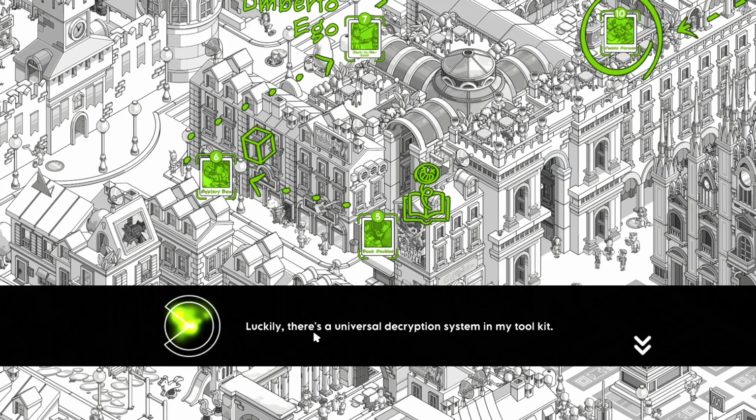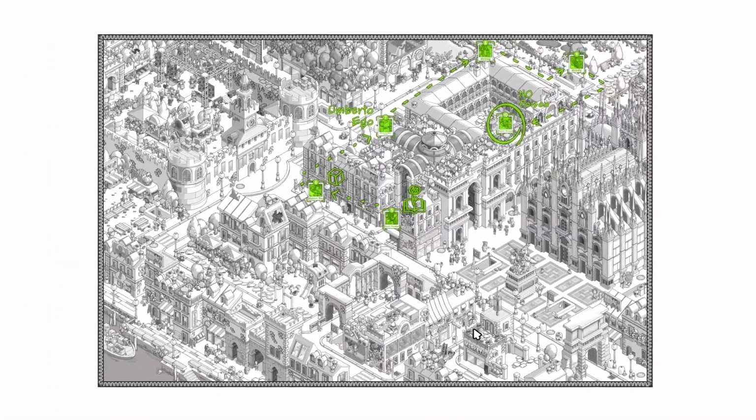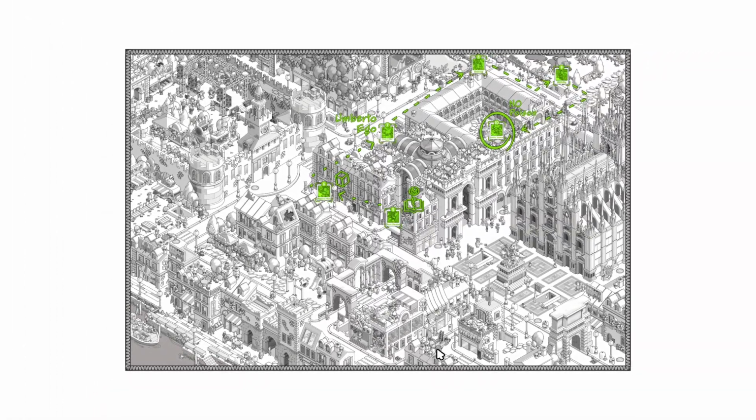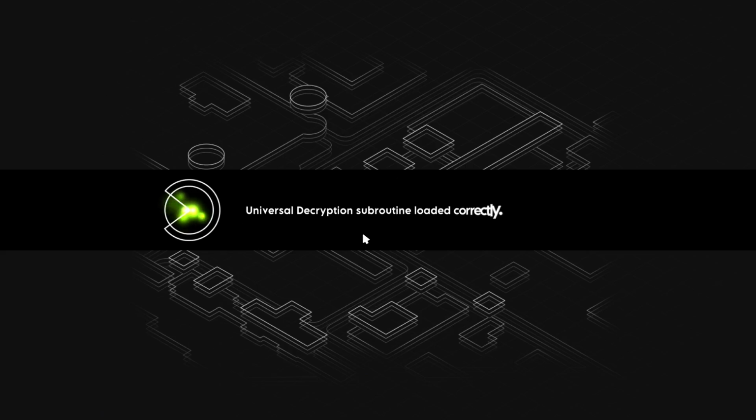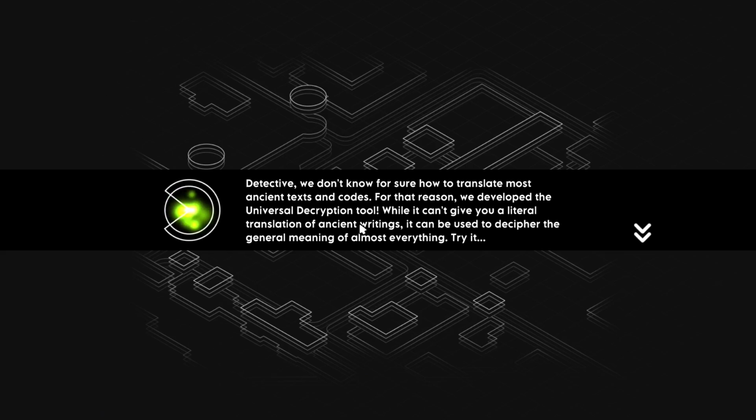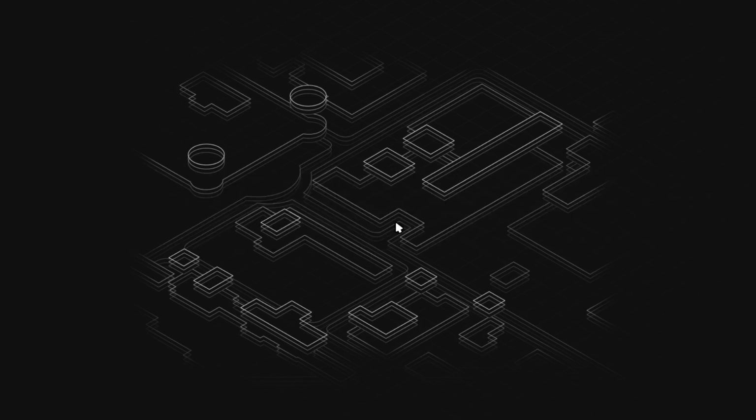Luckily, there's a universal decryption kit system in my toolkit. Oh, head fake. Okay, universal decryption something loaded. We don't know for sure how to translate most of the ancient texts and codes. For that reason, we have developed the universal decryption tool. While it cannot give you a literal translation of ancient writings, it can be used to decipher the general meaning of almost anything. Try it and see.